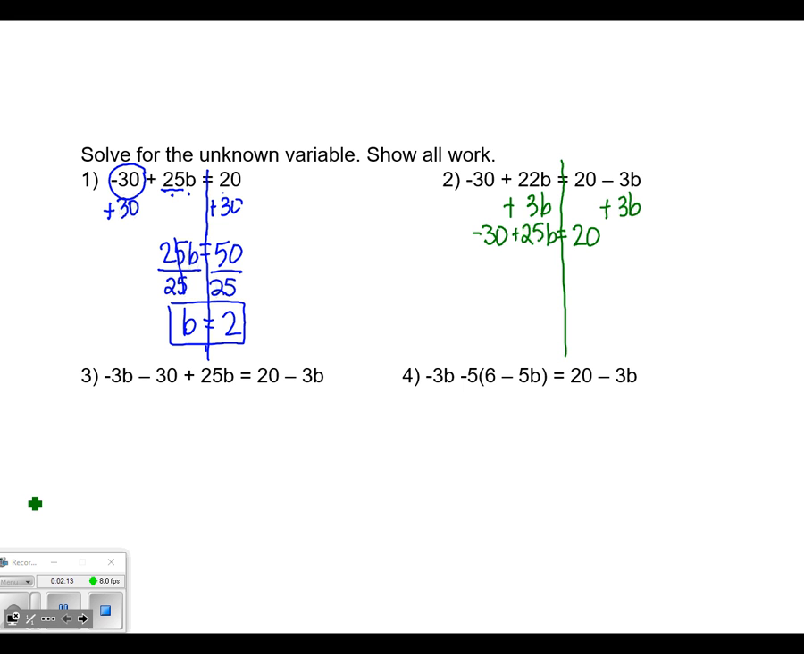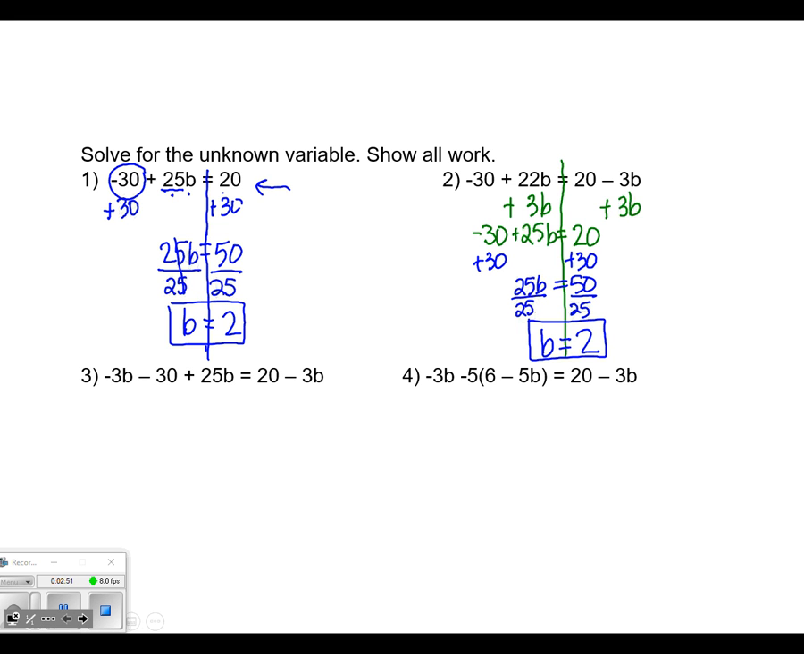I believe I've seen this before. Have I not? I'm going to add 30 to both sides. That gives me 25b equals 50. Divide by 25 on both sides. That gives me b equals 2. 22 times 2 is 44, minus 30 is 14. 20 minus 6 is 14. This is correct.